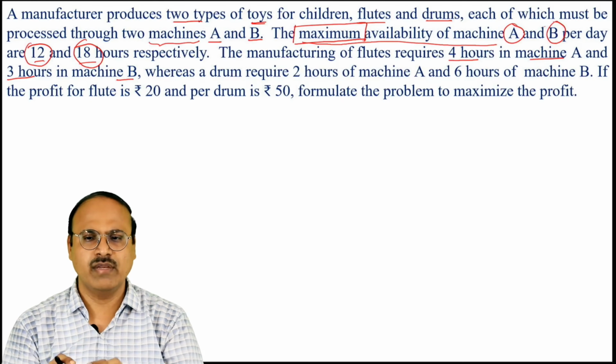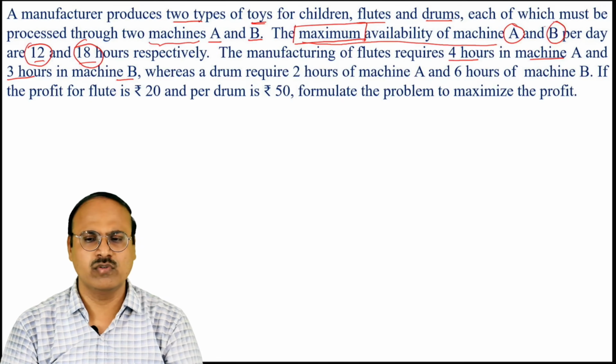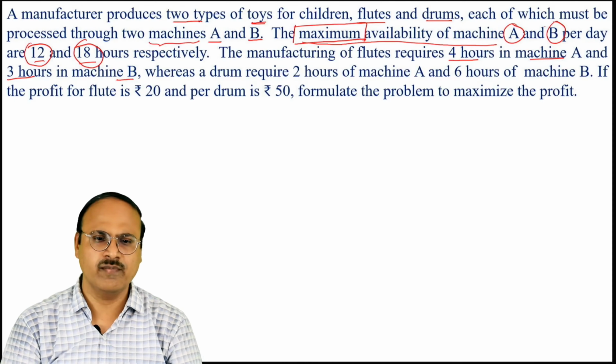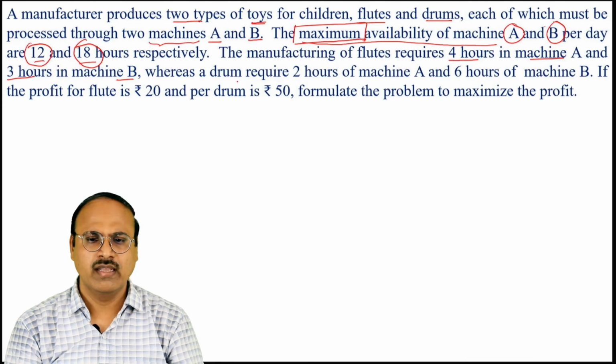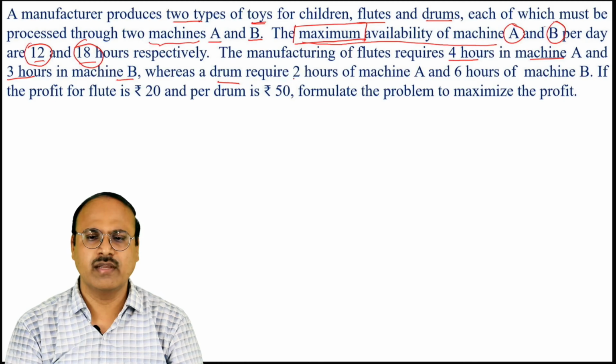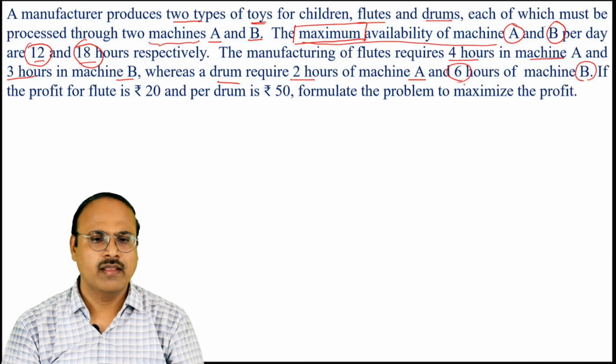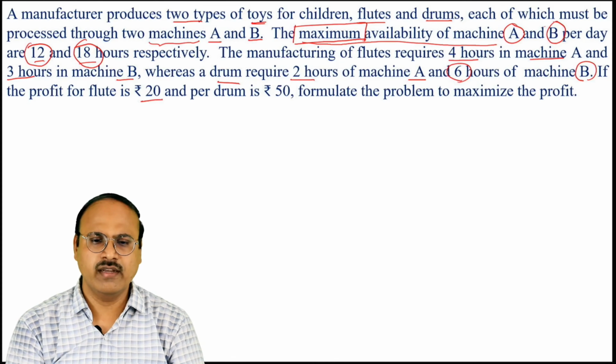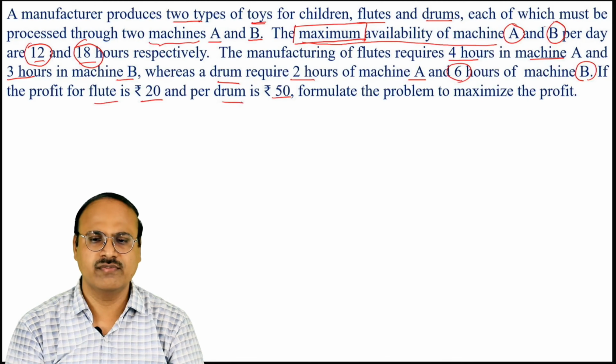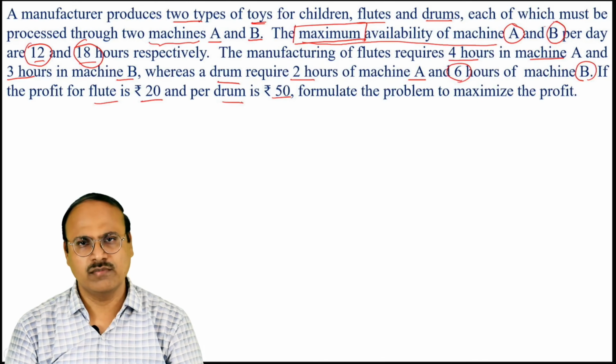And what is the time required for manufacturing one flute? 4 hours for machine A and 3 hours for machine B. And for the case of drum, it requires 2 hours from machine A and 6 hours from machine B. If the profit is rupees 20 for a flute and for a drum it is rupees 50, formulate the problem to maximize the profit.